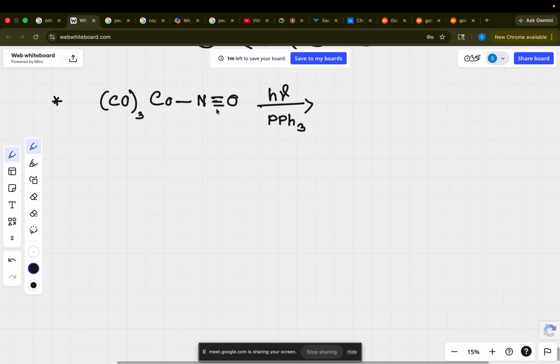So this nitrosyl ligand, how many electrons does it donate? Linear nitrosyl, bent nitrosyl, you remember. So this nitrosyl is basically your linear nitrosyl, which donates 3 electrons. From the cobalt center you will get 9 electrons, and from the 3 carbonyls you will get 6 electrons, right? So overall you already have 18 electrons. Now what can happen?